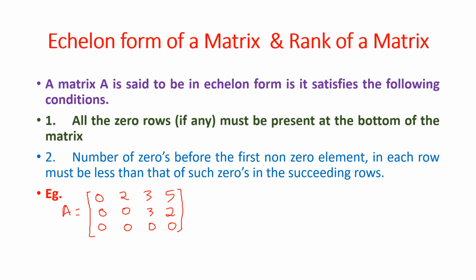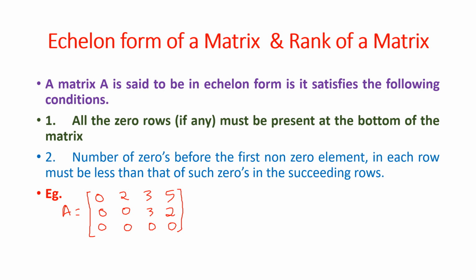See the first point. All the zero rows, if any, must be present at the bottom of the matrix. It is not necessary that all rows should be 0 at the bottom. If at all zeros are present, then they should be present at the bottom. That's what the first condition says.